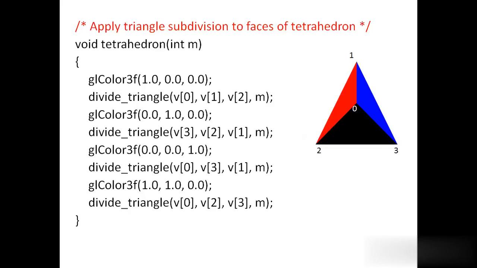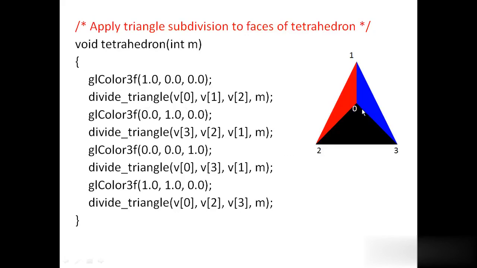Now glColor, we will talk about glColor, how it works. So here let's talk about the tetrahedron function. In this tetrahedron function, we have int m. M is nothing but the number of divisions. So here glColor3f, for 3 faces. Here I'm initializing the first face, putting 1.0, 0.0, 0.0. It means we are enabling the first face. So I'm calling a function divide triangle.